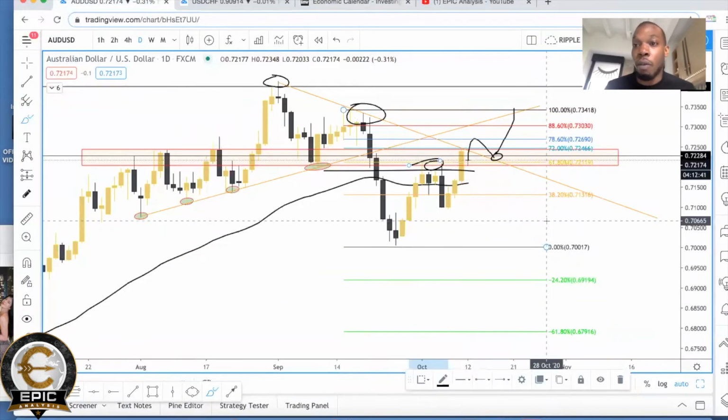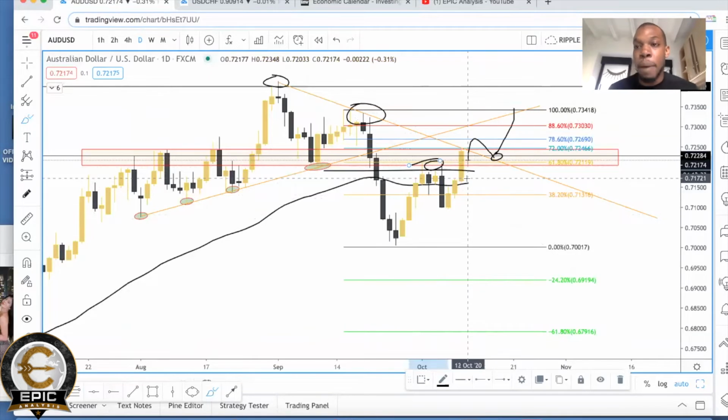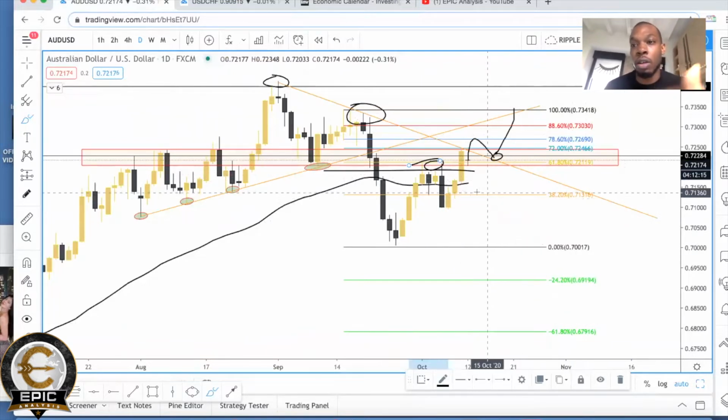So if the overall dollar index is weak, then you're more than likely going to see AUD USD go up, especially if you see the price actually start to form. You don't want to just buy it because the US dollar is weak. You want to look at the price action and compare the two. If the dollar index is weak and the AUD USD chart is showing you strength, showing you USD weakness, then it's going to show you why you should be buying AUD USD.